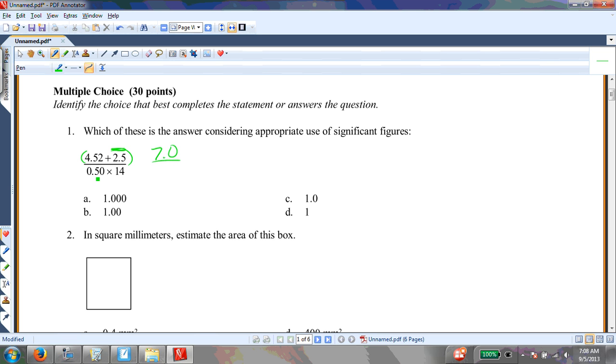Divided by, here I have multiplication. Keep the lowest number of sig figs. They both have 2 sig figs, so it's going to be 7.0. And so that's going to be 2 sig figs, since they're going to be our final answer, or 1.0. Let's give it a different color here.